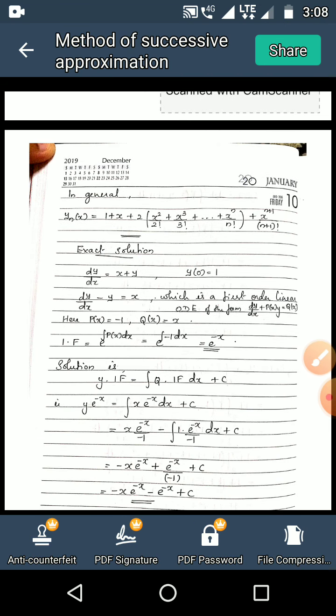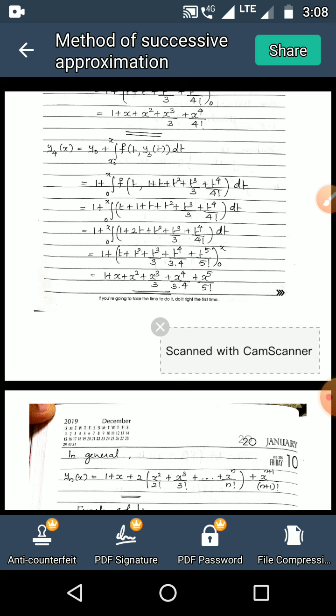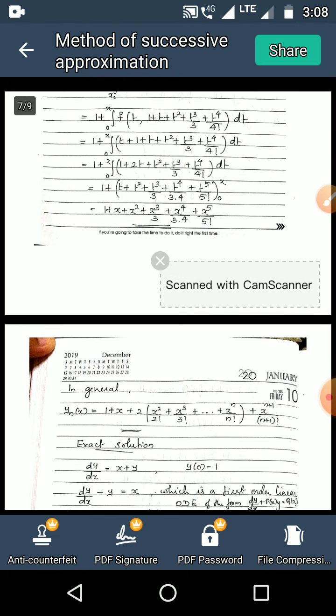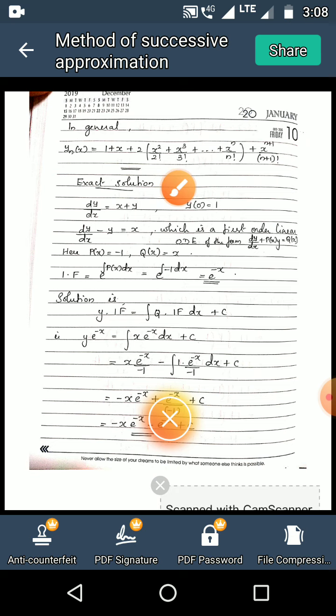Not in every problem you need to write this general form. Just for your information, I have written it like this. You have to find just approximations y1, y2, y3 or up to y4, which are asked in the question, or if it is just to solve by the method of approximation, you have to find up to y3 of x at least. If you have time, just find y4 of x. Let us look at the exact solution.